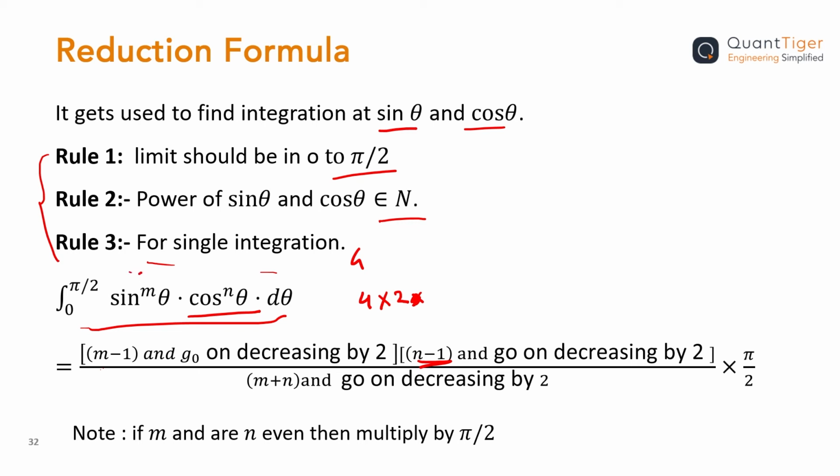m और n की जो भी पावर रहेगी उसको ऐड करना है, and keep going on decreasing by 2. जैसे कि यहाँ पर अगर 3 है, यहाँ पे 4 है, then I will just add up together 7 and I will keep going decreasing by 2, मतलब 5, then 3, and then I will go to 1. So that's how we will apply this formula.